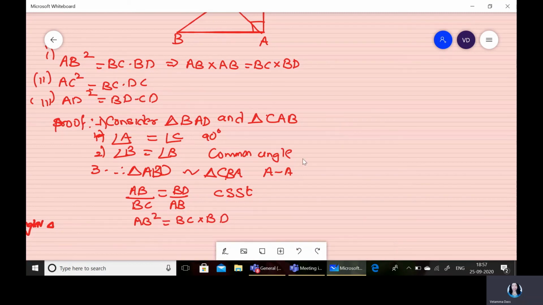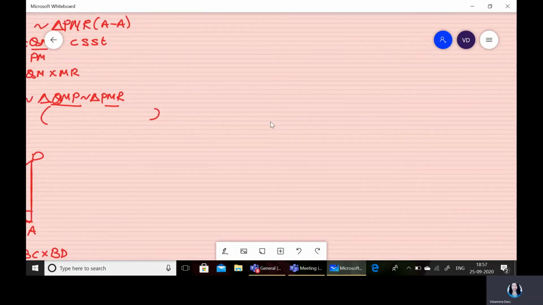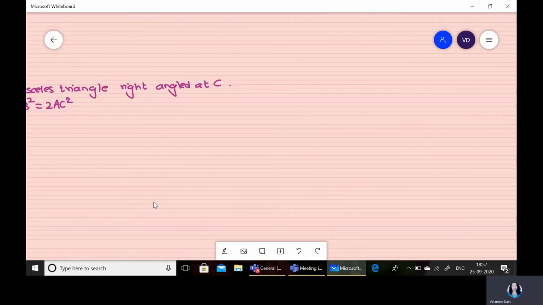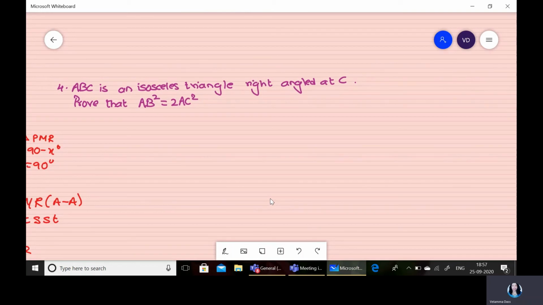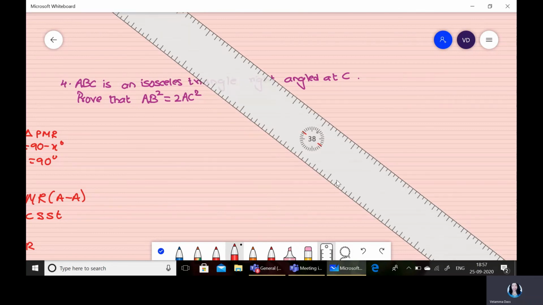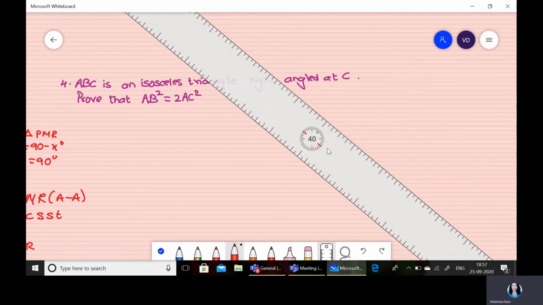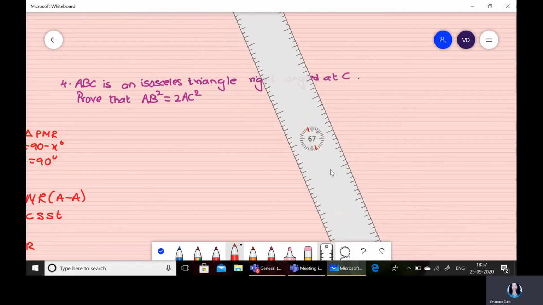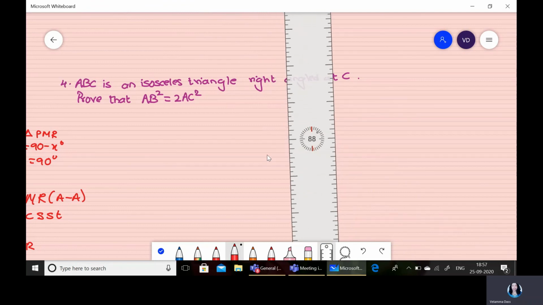Moving to the next, that is question number 4. I thought I'll just give you a hint so that you can do it very easily. Question number 4 is also very easy, very simple. Triangle ABC is an isosceles right angle triangle, a very special type, an isosceles right angle triangle.